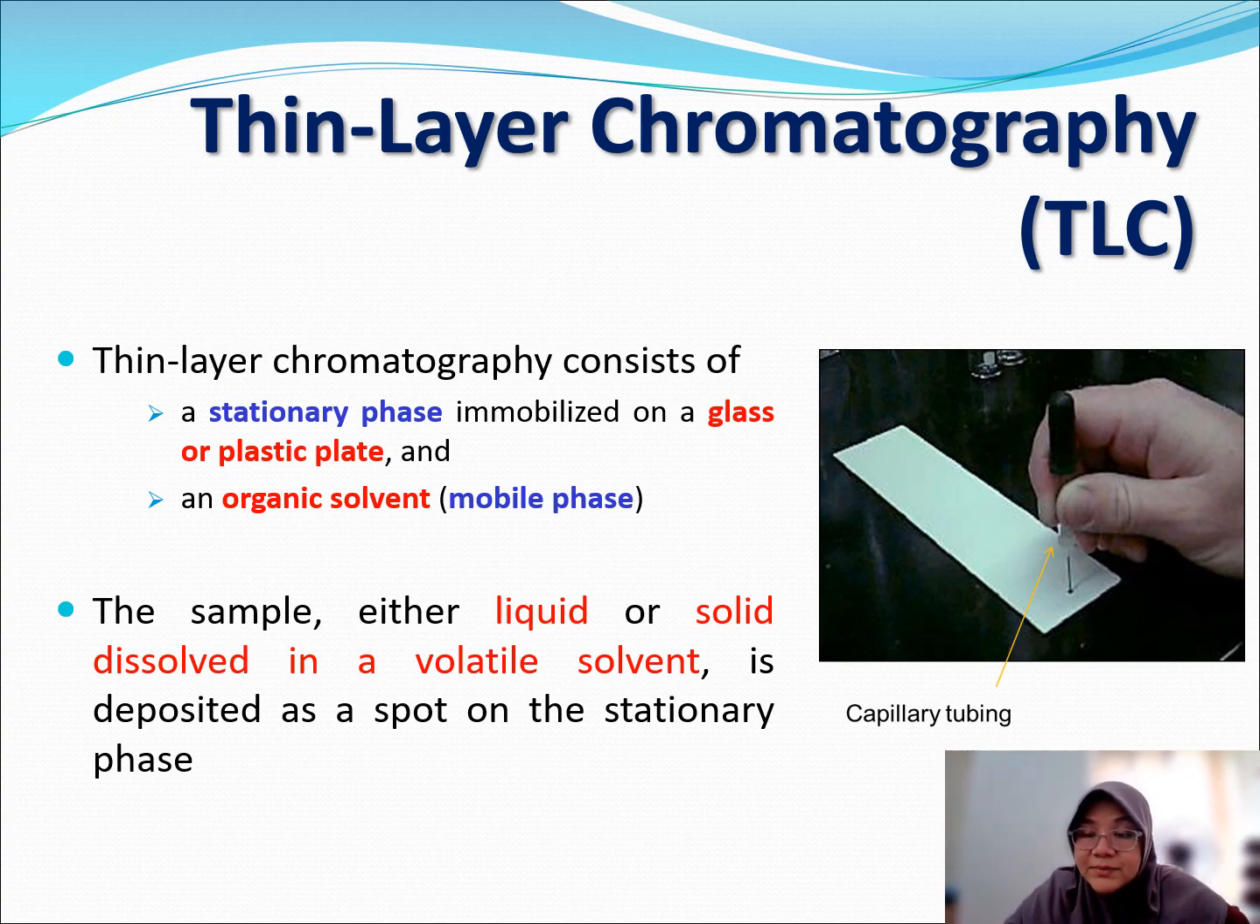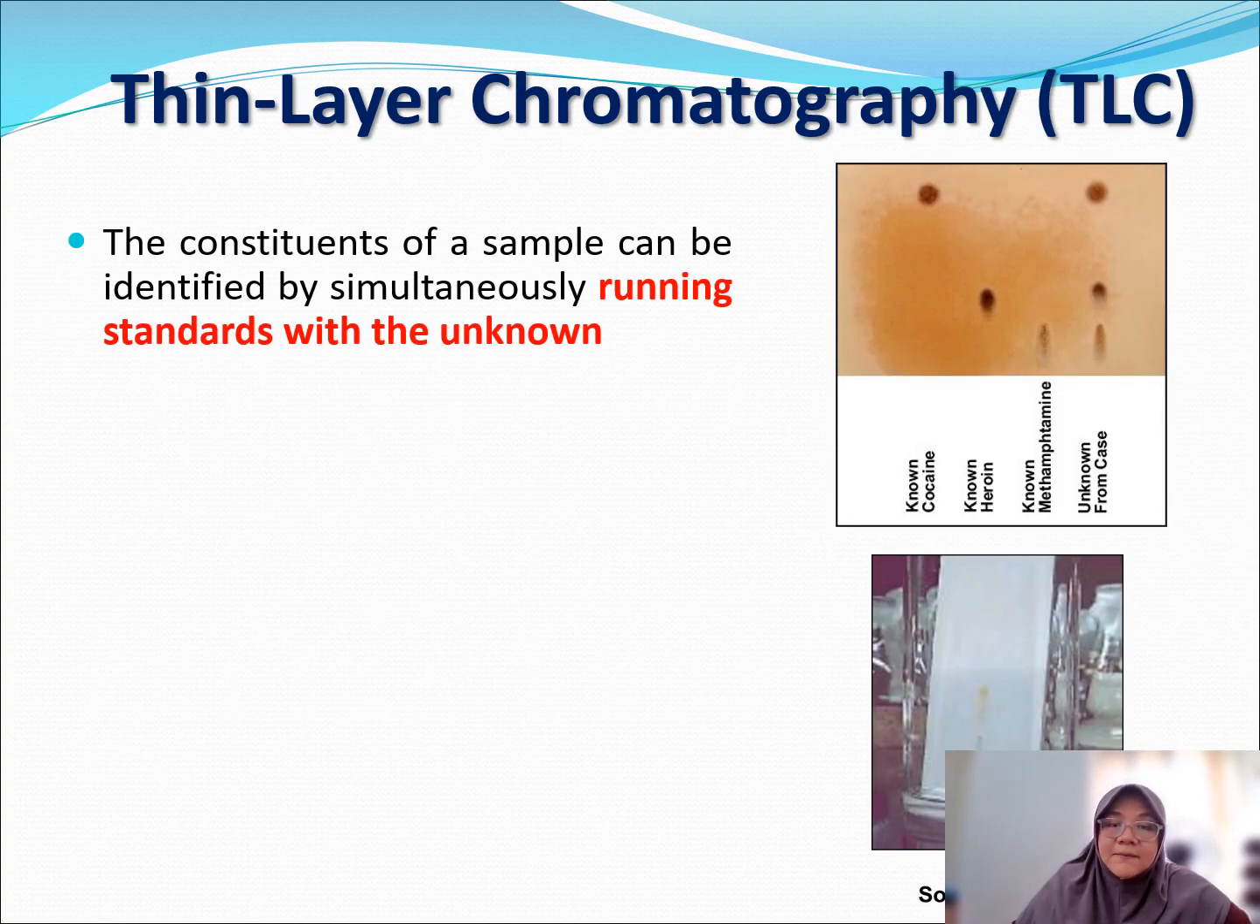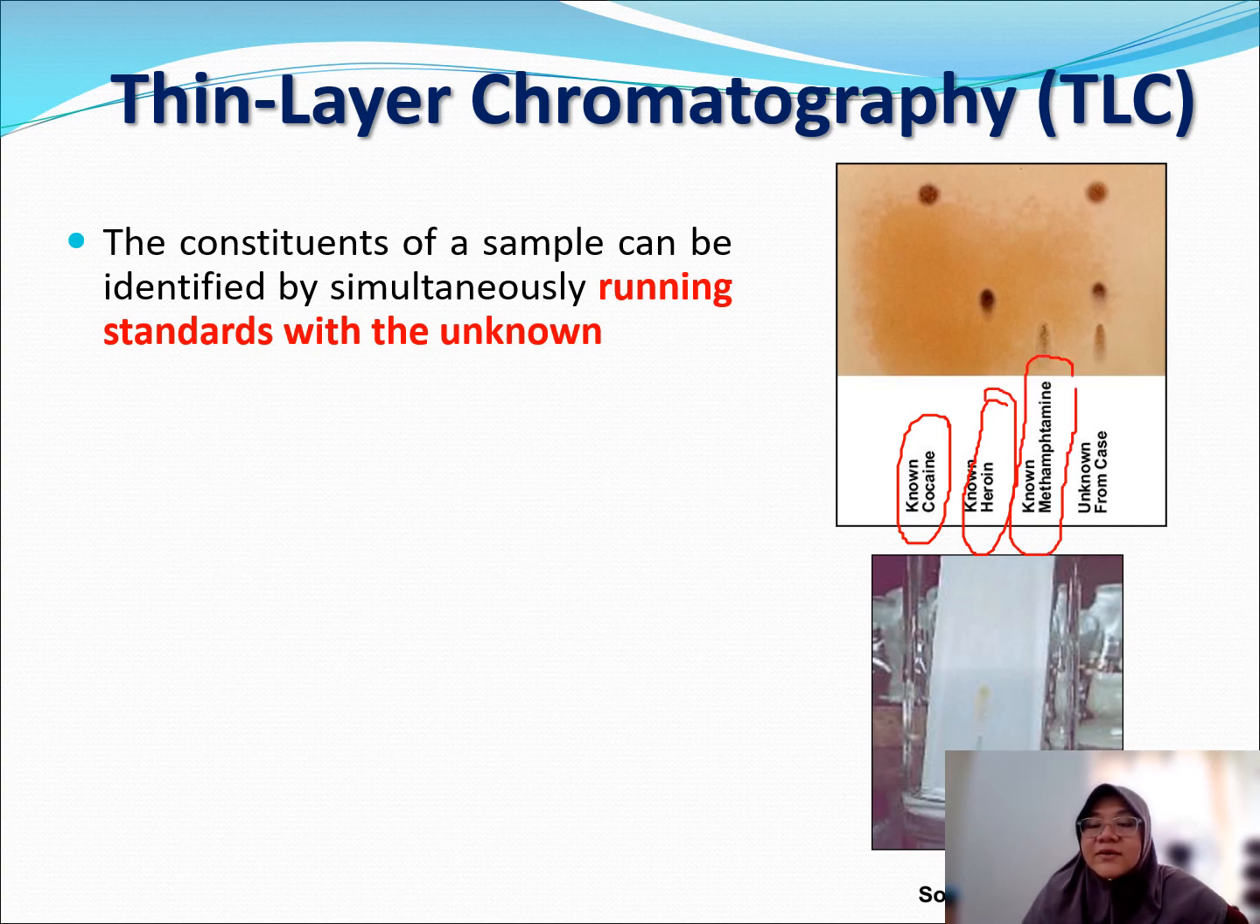Then after you dah prepare the extract, you can put your extract at the beginning point menggunakan capillary tubing. So you can do comparison of your sample dengan standard simultaneously running. Okay, for example, this is the standard cocaine. The second one is the standard heroin, and the number 3 is the standard methamphetamine. Okay, after that you can run simultaneously with your samples.